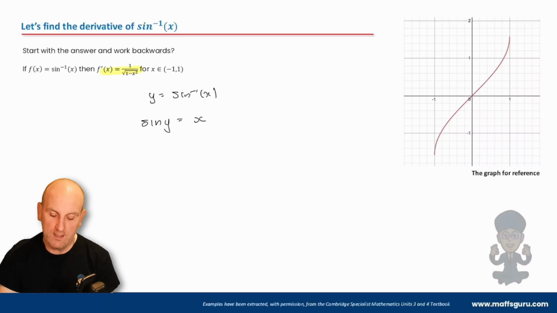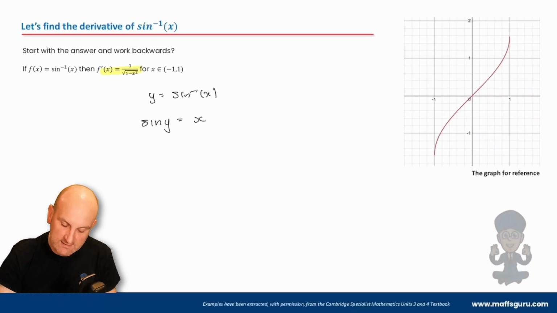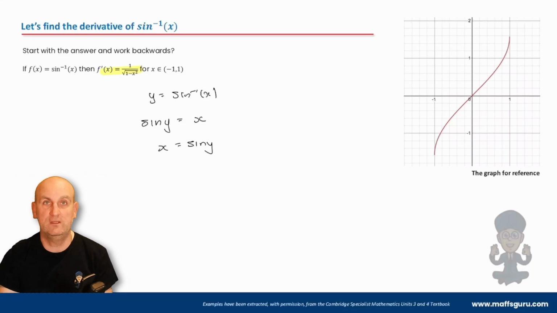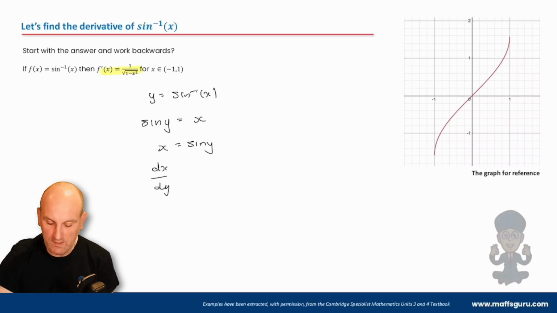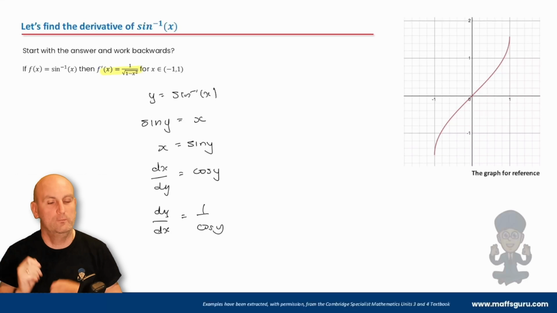Well, if we now write this as x equals the sine of y, then I can use the information I've had previously to say that dx by dy becomes the cosine of y. I don't want dx by dy, I want dy by dx, which then becomes equal to 1 on the cosine of y. Yeah, no, got a problem.